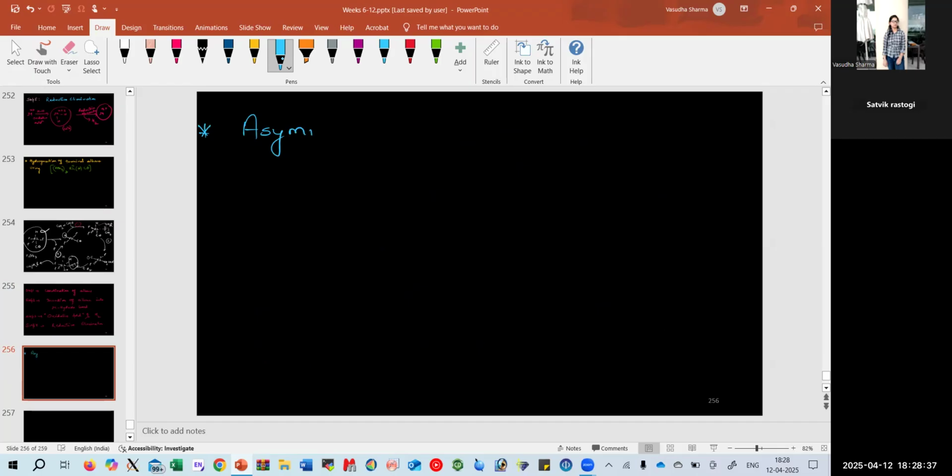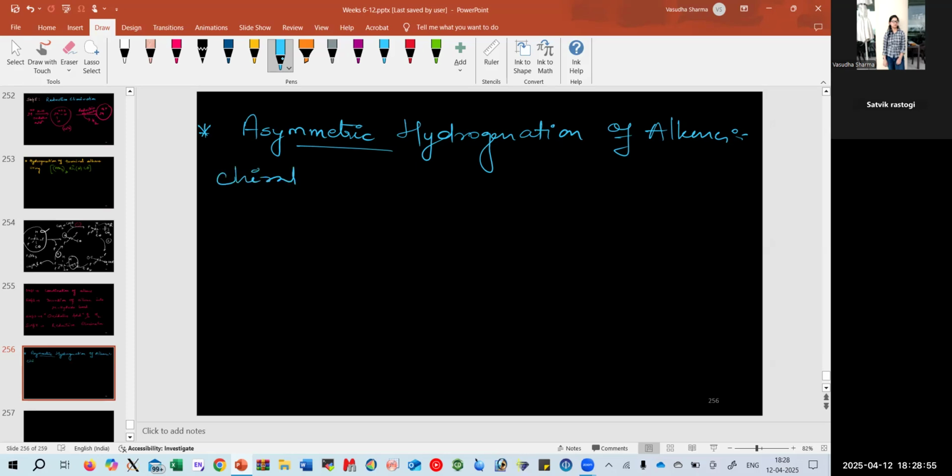Asymmetric hydrogenation of alkenes. So this we have already discussed earlier. Last time we talked about the asymmetric oxidation. Whenever there is a chirality induced, be it coming from your catalyst or your ligand, it would end up having the asymmetric oxidative addition.